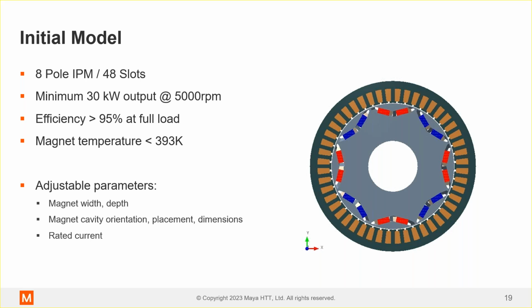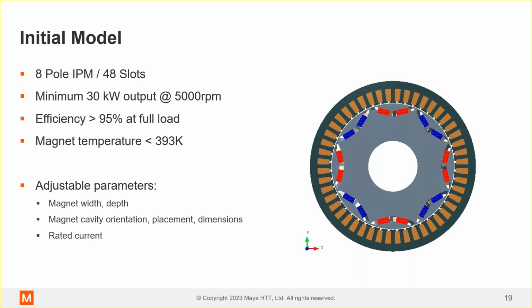So for our initial design, we used the model that we already had here. This is loosely based on a small EV motor. So it's an 8-pole, 48-slot interior permanent magnet machine, looking to generate somewhere in the order of 30 kilowatts of power at about 5,000 RPM. That's what this initial design was spec'd out for. It just about met that spec. We're looking for about 95% efficiency at full load, or better, obviously, if we can.